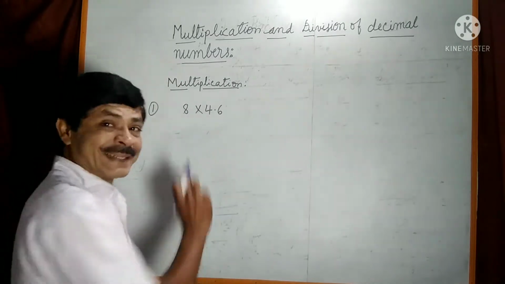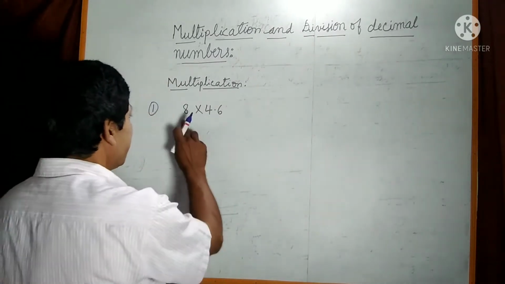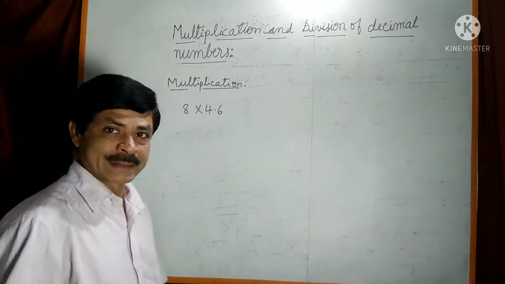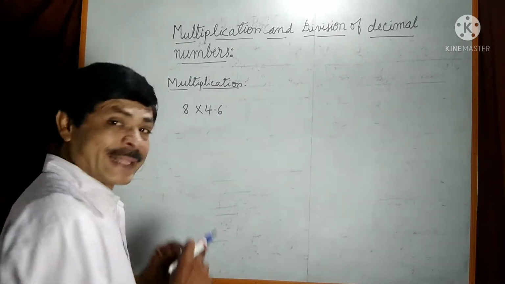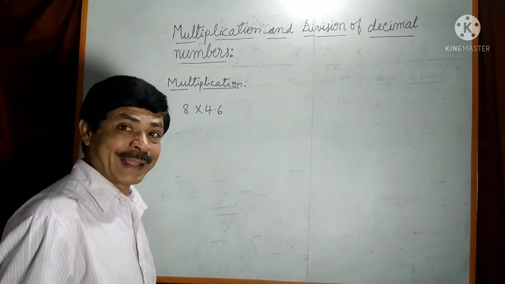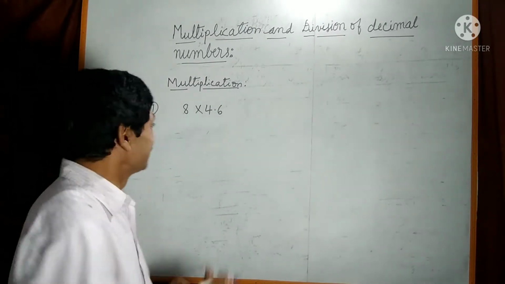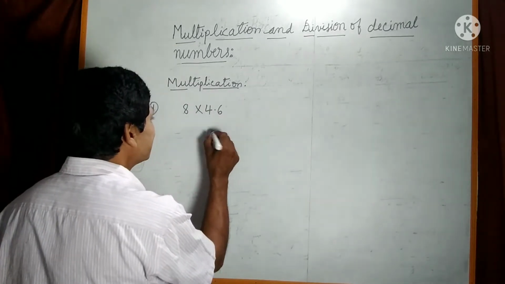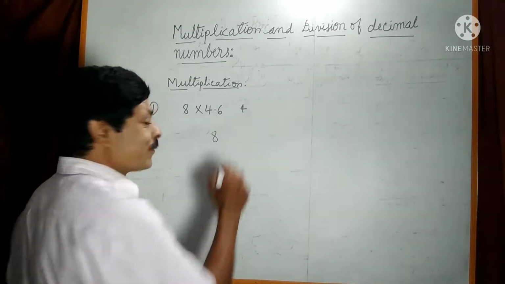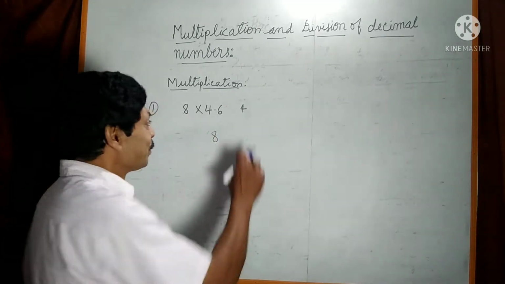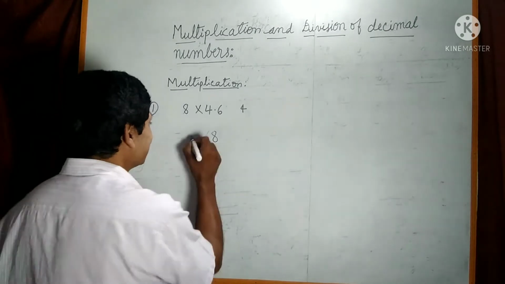I have taken one question here, 8 into 4.6, and we have to multiply the two numbers. First we have to think that there is no decimal point and we have to multiply the two numbers. 8 6s are 48, carry 4, 8 4s are 32, plus 4, 36.